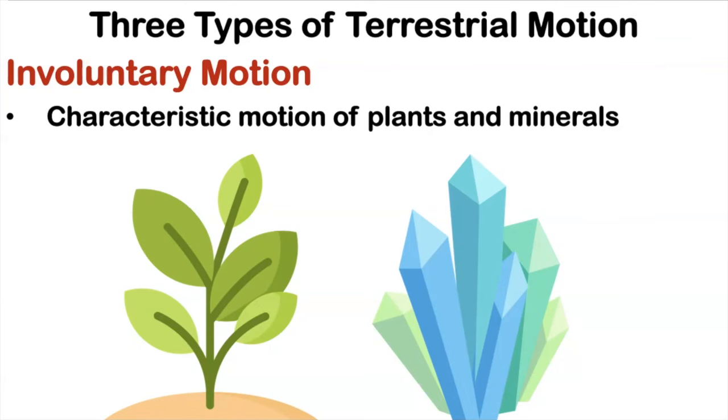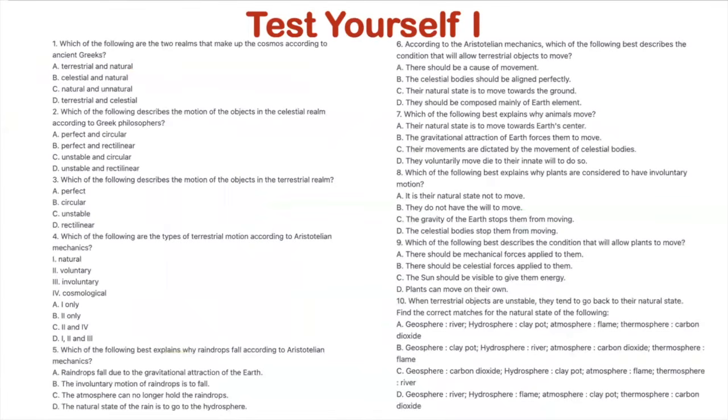Now, it's interesting to note that many years after Aristotle's time, an Italian physicist named Galileo Galilei contradicted his ideas on motion. So we will learn more about this in our future lessons. Okay, so just to recap, what are the three types of terrestrial motion? Natural, voluntary, and involuntary.